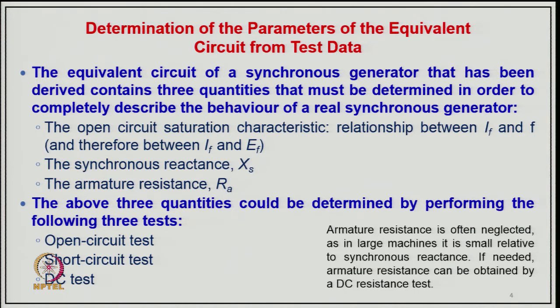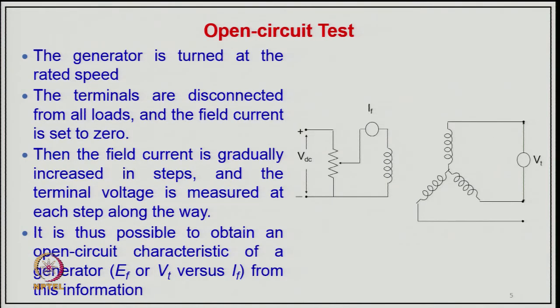The armature resistance is often neglected, as in large machines it is small compared to the synchronous reactance. If needed, the armature resistance can be obtained by a DC resistance test. For the open circuit test, the generator is turned at the rated speed, the terminals are disconnected from all loads, and the field current is set to 0.